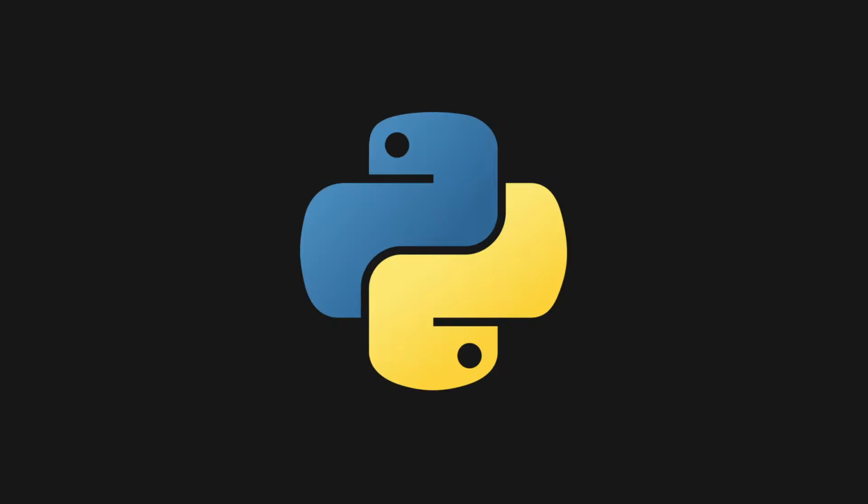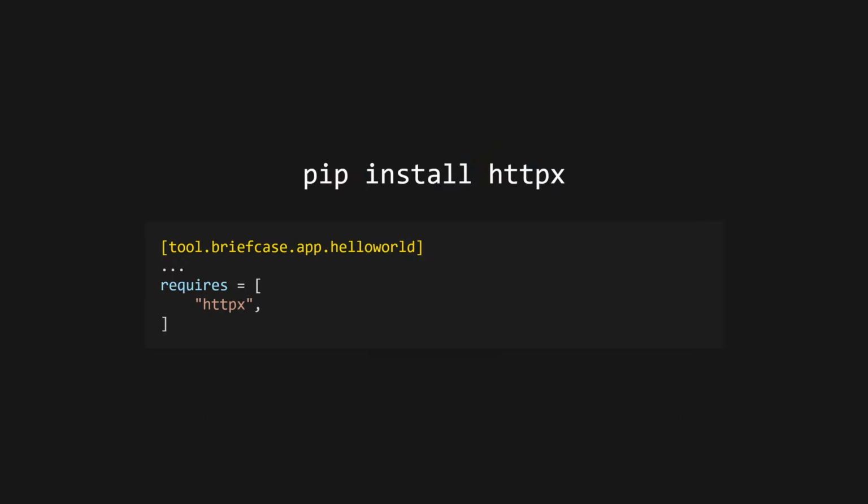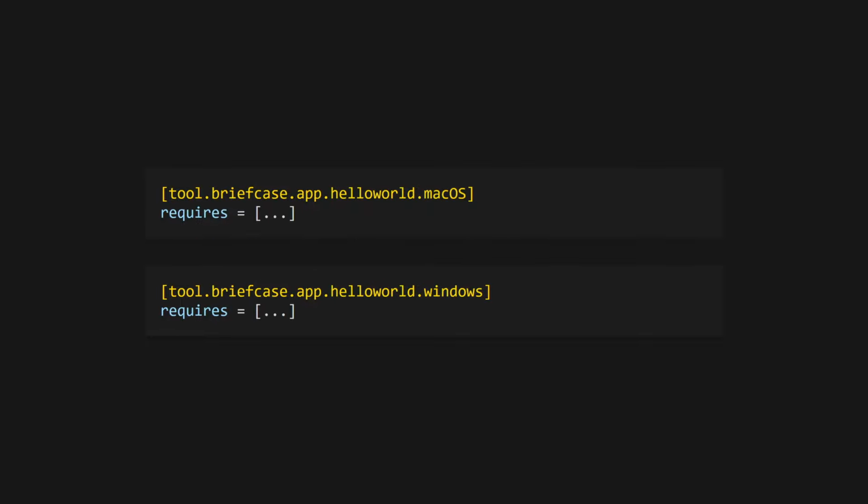BeeWare also allows you to use third-party libraries in your app. However, you can only use libraries that are written in pure Python. Any libraries with compiled code like NumPy or Pydantic v2 won't work. All you have to do is install the library in your virtual environment and add it to your pyproject.toml under the requires key in your app metadata. You can also add OS-specific requires if you like.